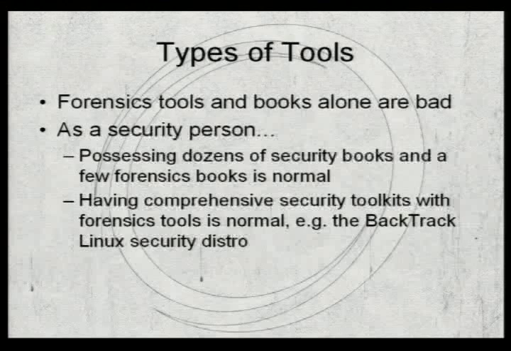It seems to me that it would be pretty much normal, and this is probably the case for everyone here, that we collect a lot of security books, so we're going to have a pretty big library, and it would not be beyond the stretch of the imagination that you're going to have some forensics books, maybe some anti-forensics books. As far as your collection of tools, if you're focused specifically on forensics and anti-forensics and that's all you have, that could potentially look bad.